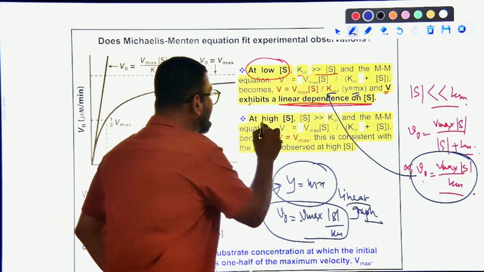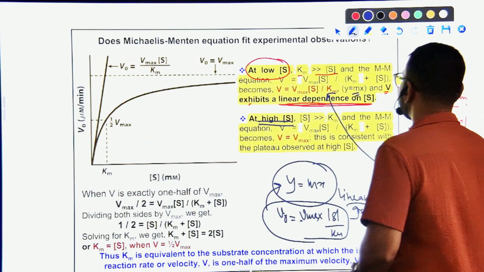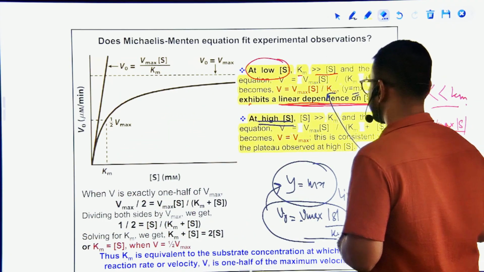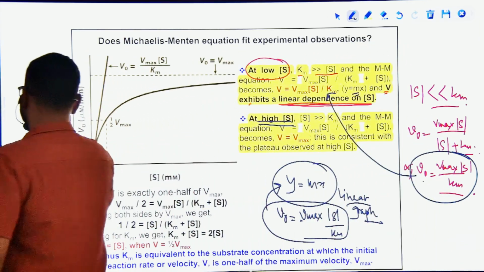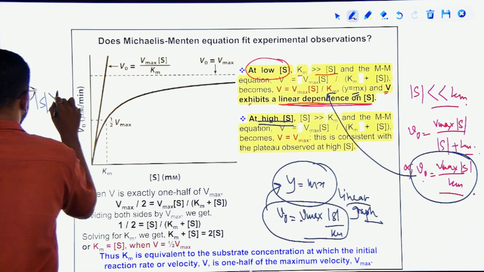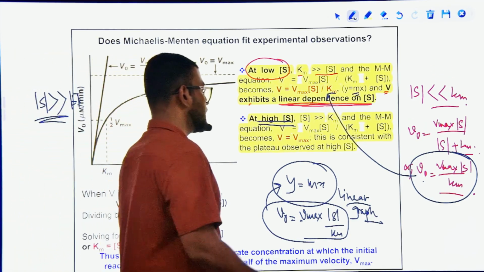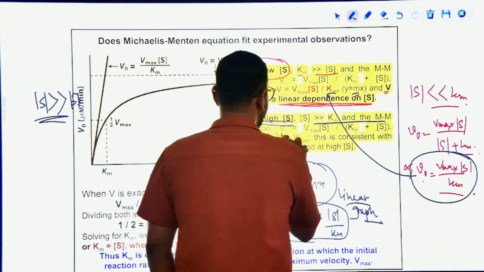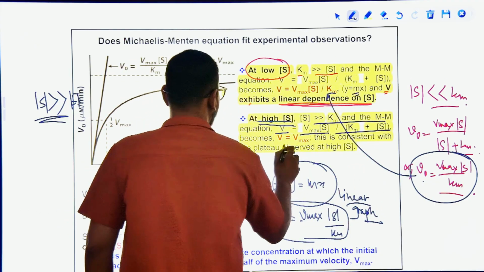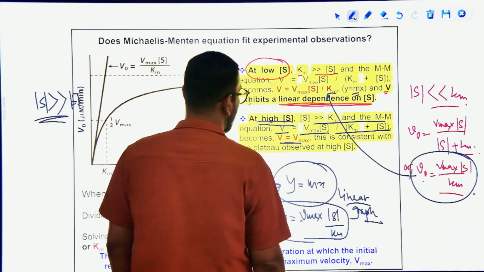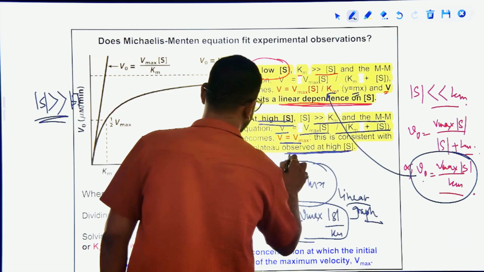Whenever the substrate concentration is high, S is much greater than enzyme concentration. Then what is happening? Then V equals Vmax into substrate by Km plus S. That means V equals Vmax. This is consistent with the plateau observed at high S.